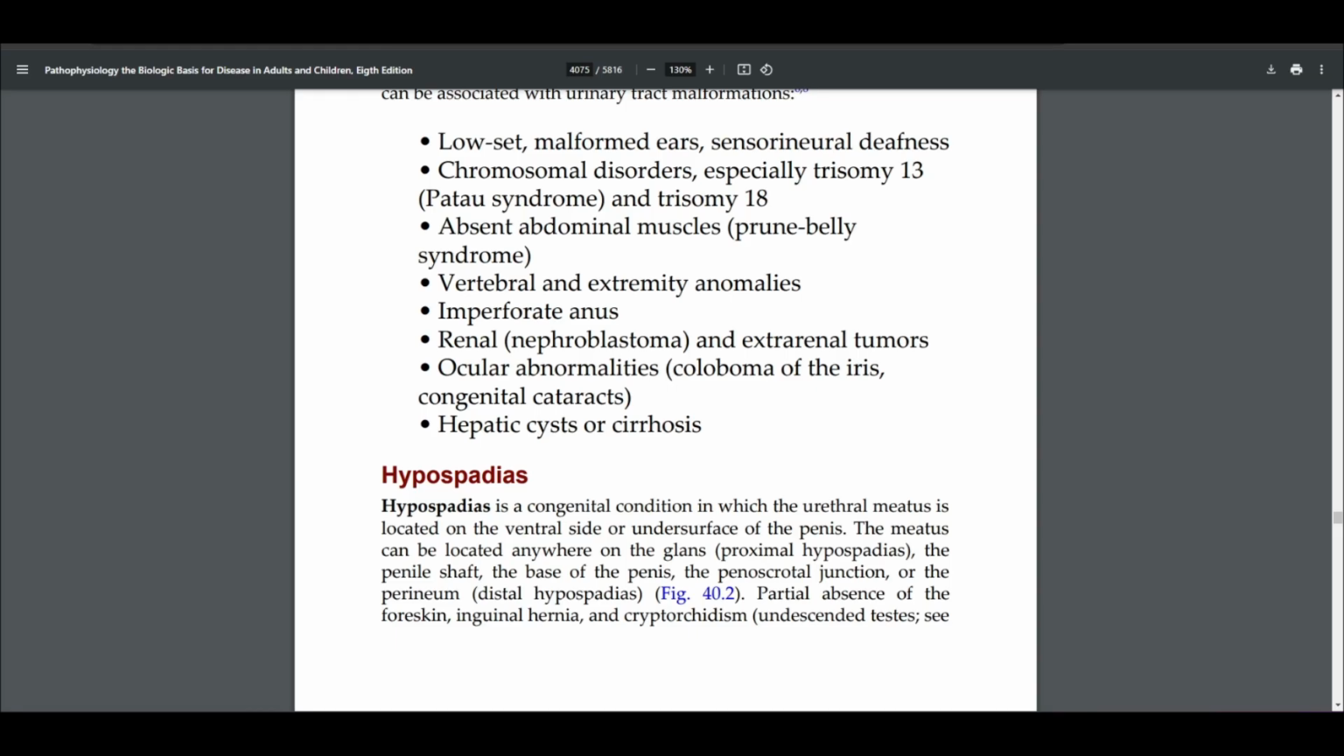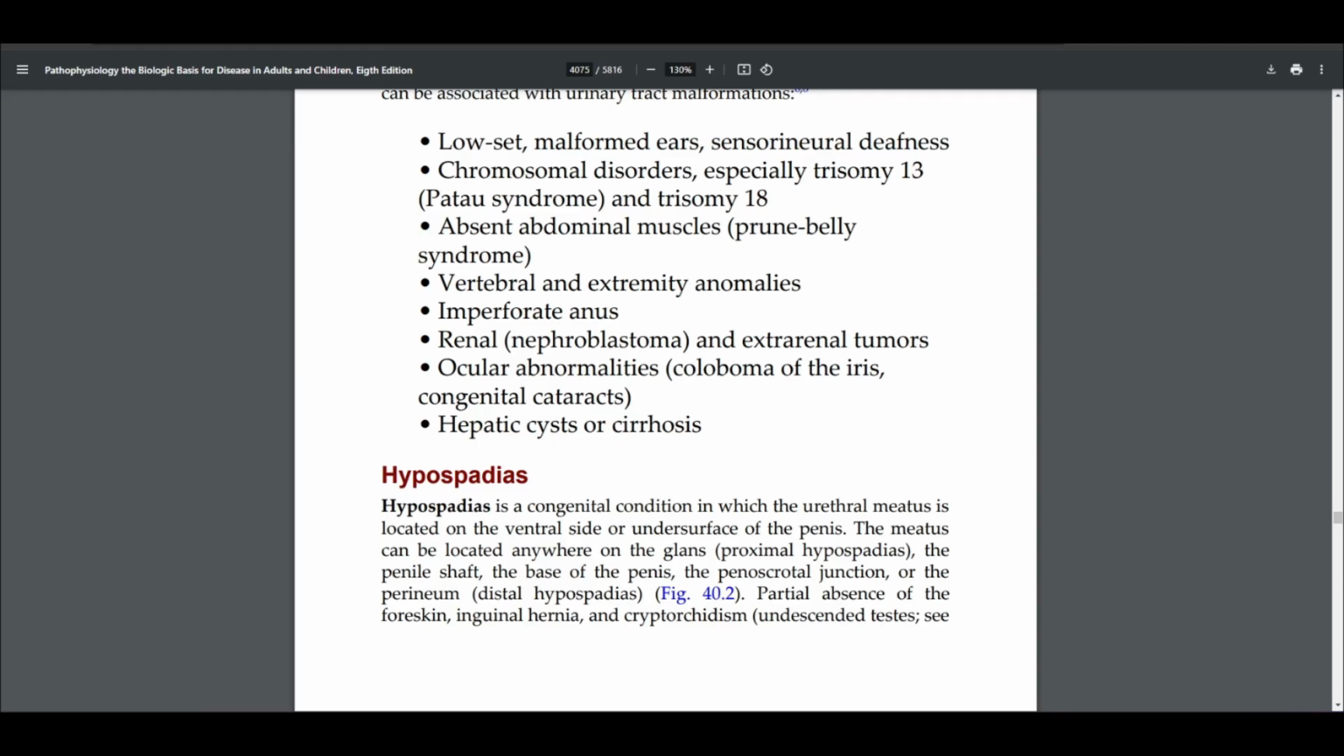Low-set malformed ears, sensorineural deafness, chromosomal disorders, especially trisomy 13 and trisomy 18, absent abdominal muscles (the prune belly syndrome), vertebral and extremity anomalies, imperforate anus, renal and extrarenal tumors such as nephroblastomas, ocular abnormalities, coloboma of the iris, congenital cataracts, and hepatic cysts or cirrhosis.